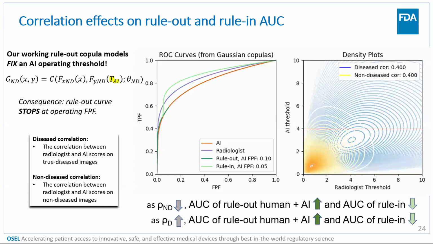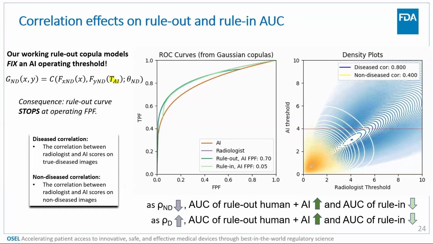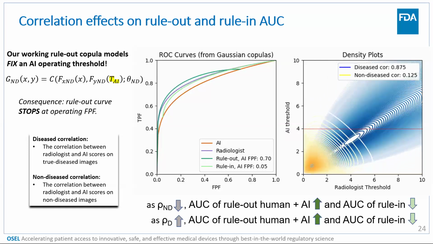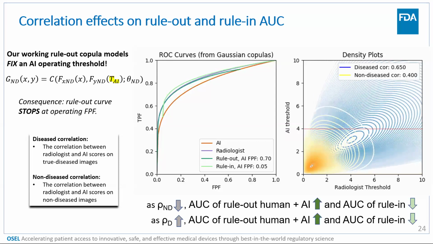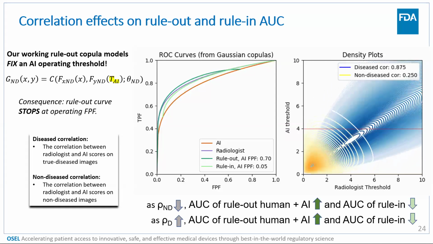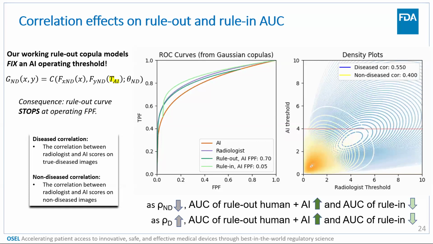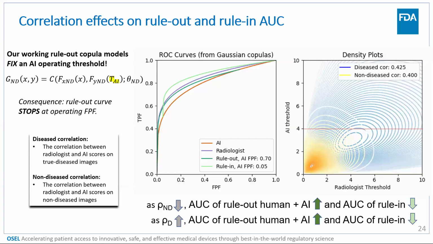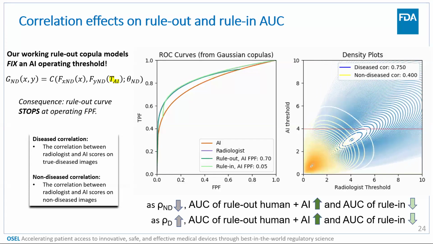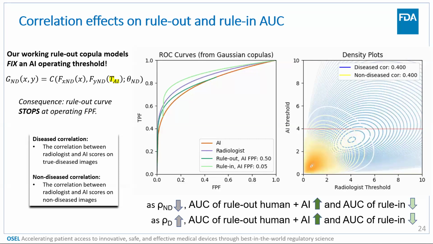But you can see, just based on this GIF, if you pay attention to the correlations up here, that as the diseased correlation goes up, the area under the rule-out diagnostic goes up. And as the non-diseased correlation goes down, which we'll do in a second, the rule-out AUC goes up. The converse effects happen on the rule-in AUC. And we were able to prove this for the copulas that we're using with their respective correlation measures: Pearson's rho in the Gaussian case or Kendall's tau in the Archimedean case.